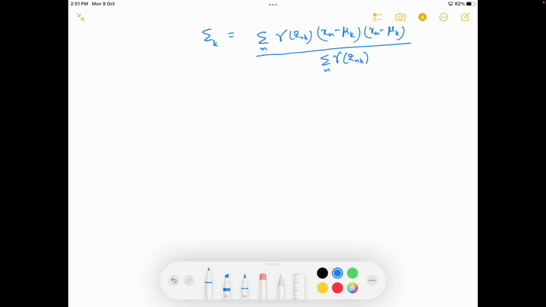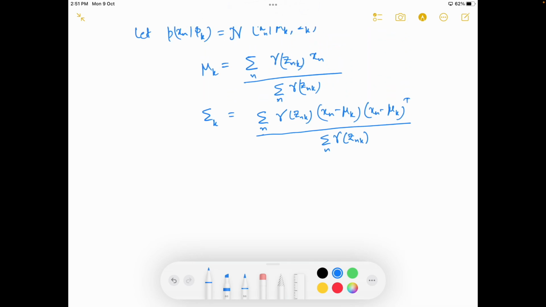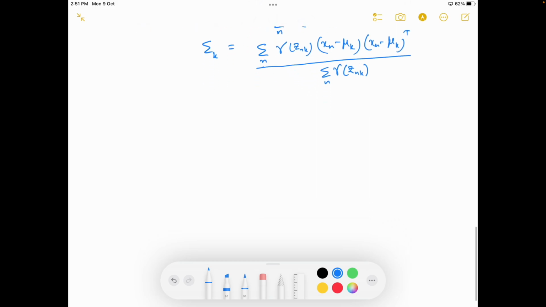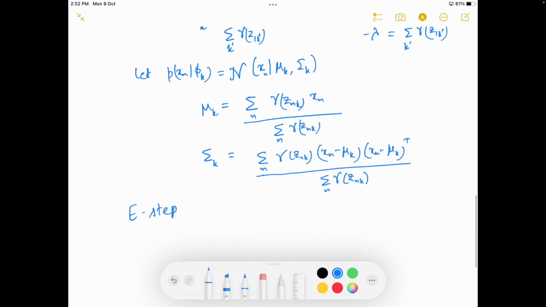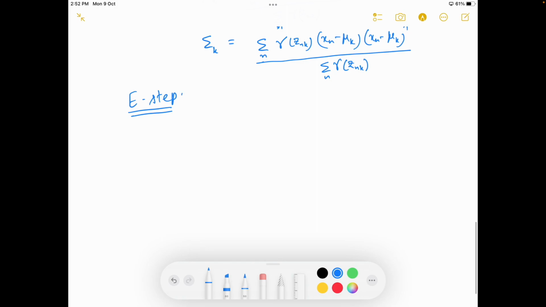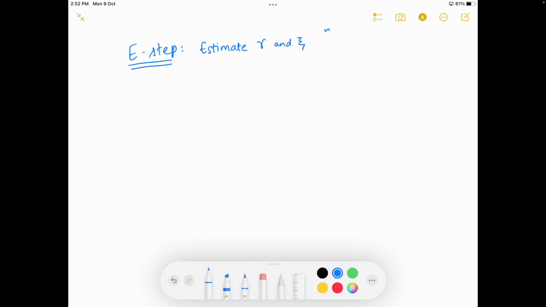Now what step remains is the E step. How do we compute these expectations, or this gamma and zeta? So in the E step you want to estimate gamma and zeta. So let's start from the definition of gamma. What is gamma Zn? Gamma Zn is Q of Zn given x comma theta old.